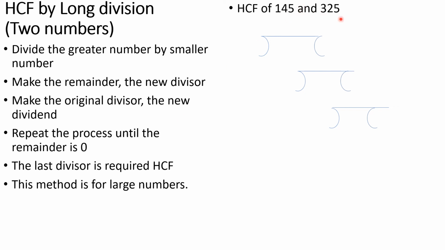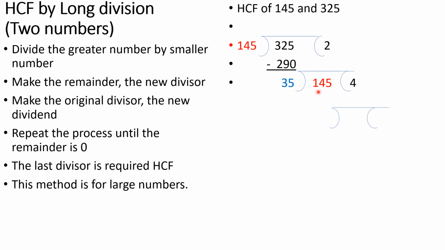Let us see what your question is. 145 and 325. These are two numbers and we have to calculate HCF. Which one is the smaller? Yes, 145. So it will be our divisor and this 325 will be dividend. So we will write like this. Now we will divide by 145 and by 2. Yes, 290. Now we will subtract it. It is 35 and this 35 will be our divisor now and this 145 will be dividend.